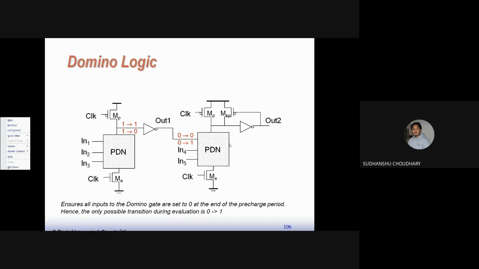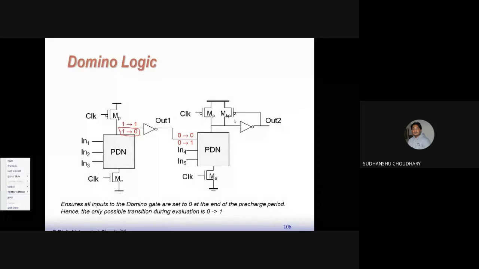So that means this pull-down network is never on during the pre-charge phase. Now during the evaluation, that is when out 1 makes a transition from 1 to 0. Okay? So out 1 is making a transition from 1 to 0. So that is called the evaluation mode. Now this ensures that domino gates are set to 0 at the end of the pre-charge period. That is, the pull-down network inputs are set to 0, and this is only possible when you make an addition of an inverter in between these two.